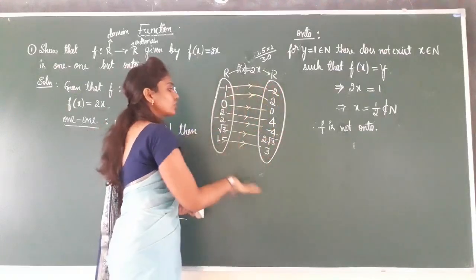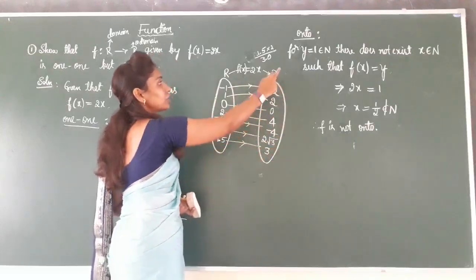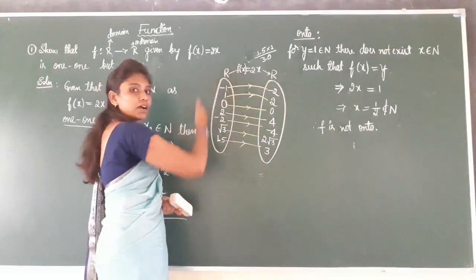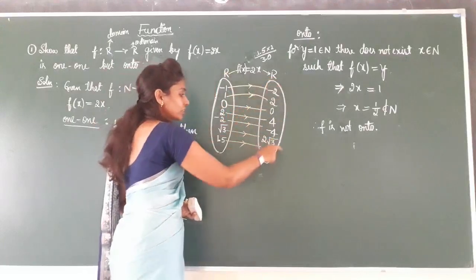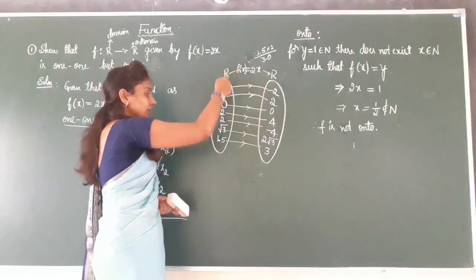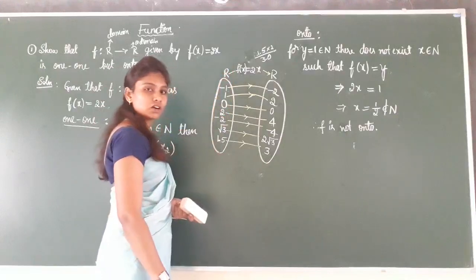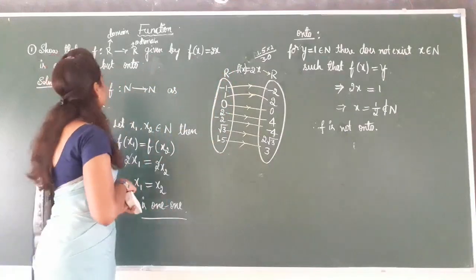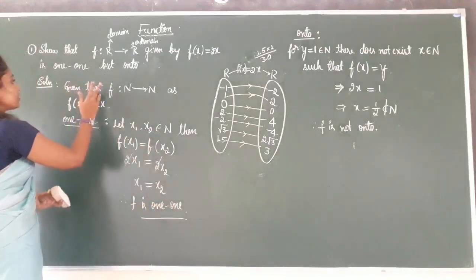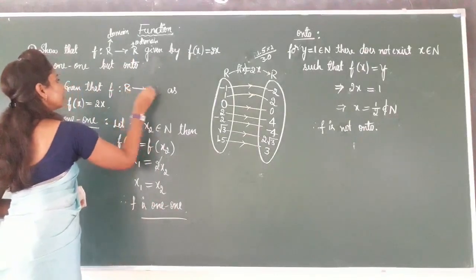This is also an onto function because all the elements of the codomain are images of some elements of the domain. Every element of the set R exists as an element in the set R. That's why this is onto. Okay, so mathematically, this is the same as the previous one. Given that f from R to R.